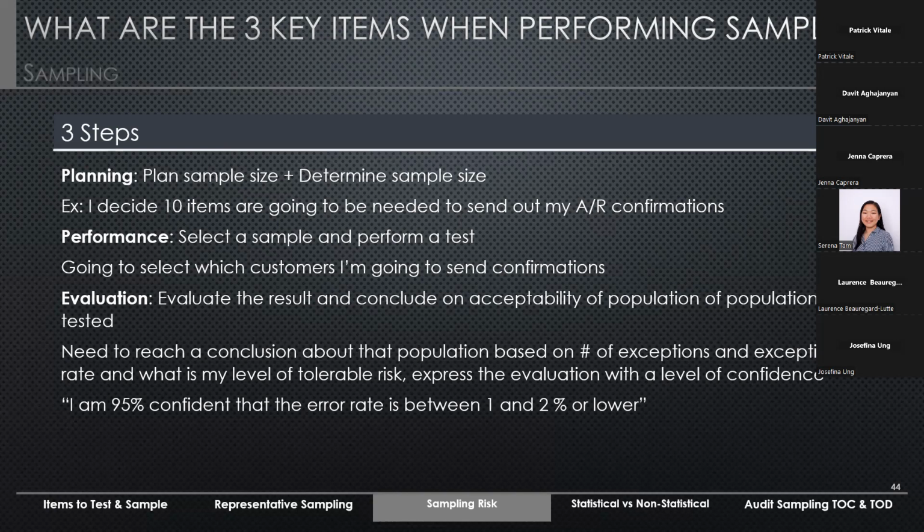Evaluate the results and conclude on the acceptability of the population tested. Right, so this is when you would extrapolate based on your data, and you would give a qualified or unqualified opinion. Then you say, well, I am 95% confident that the error rate is between 1 and 2% or lower. Right, so when you have non-probabilistic sampling, you can't be doing this. It's really just when it's probabilistic that you could extract this information.